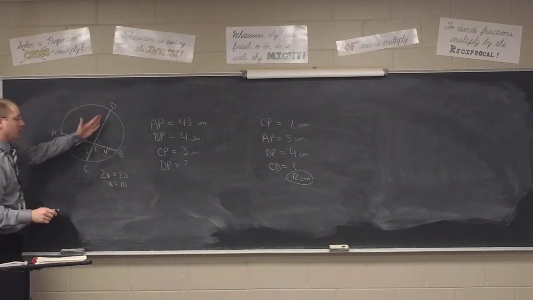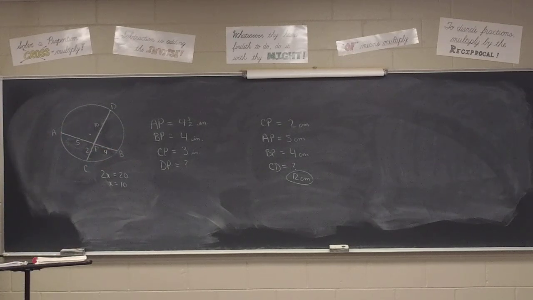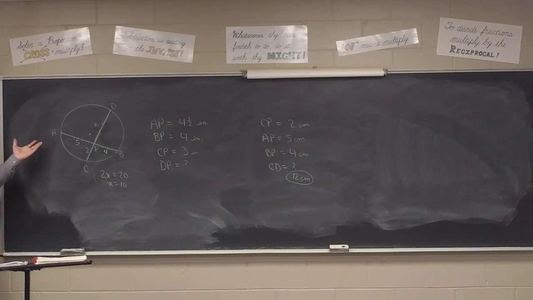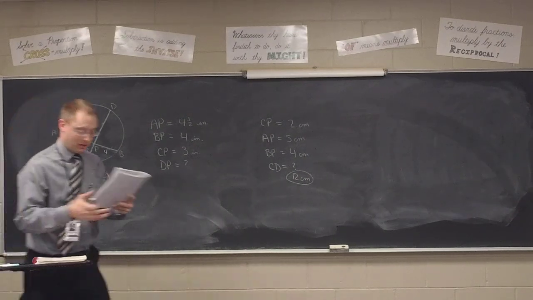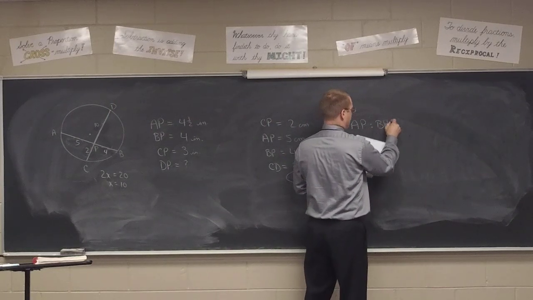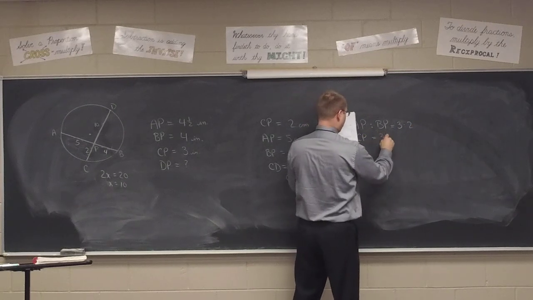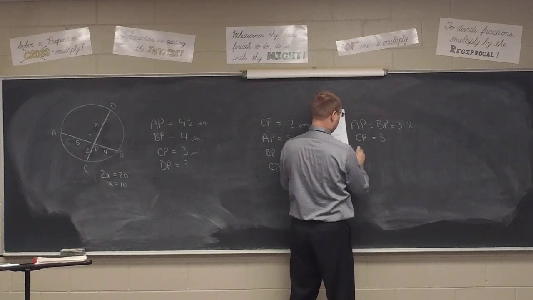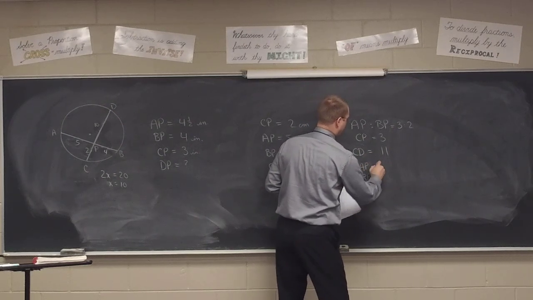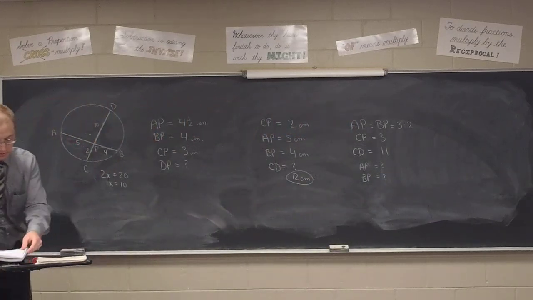So obviously one chord is a length of 12. How long is this chord? 9. It's 9 centimeters. The product of the segments is 20, but the actual length is 9. Make sense? What if we saw something like this? That AP is to BP as 3 is to 2. CP is 3. CD is 11. I want to know how big are both AP and BP.